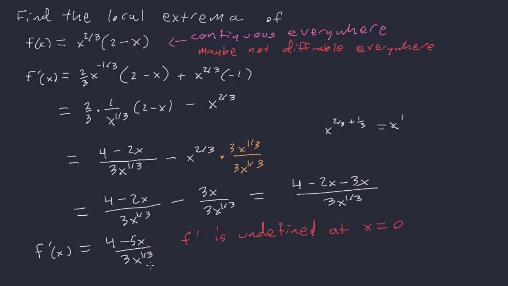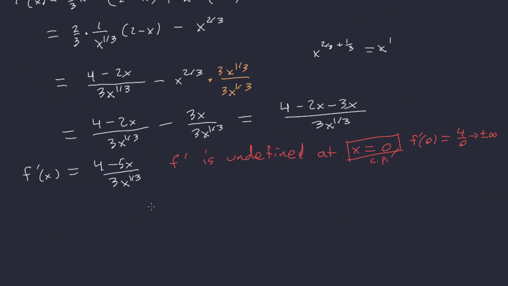And it's a constant over 0, right? When we put in 0, our f prime of 0 is going to be a 4 over 0 case. And if we remember from our limit theory, that means that this is a plus or minus infinity. So f prime has some blow up here. So that's going to make this a critical point. All right, so don't forget these critical points that are undefined. All right, so that's the first bit.